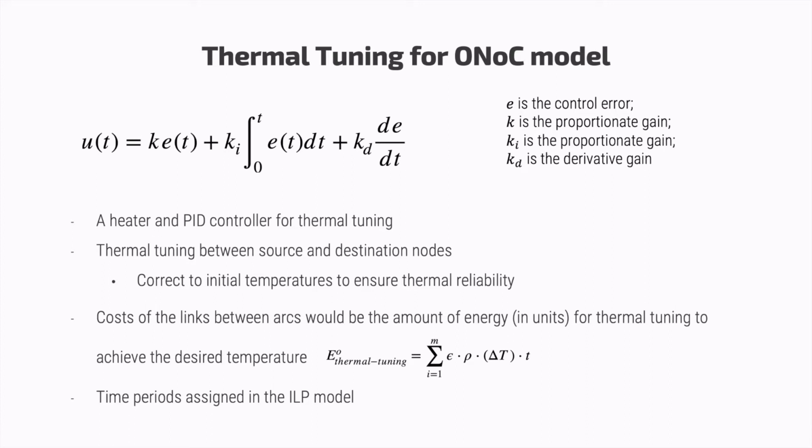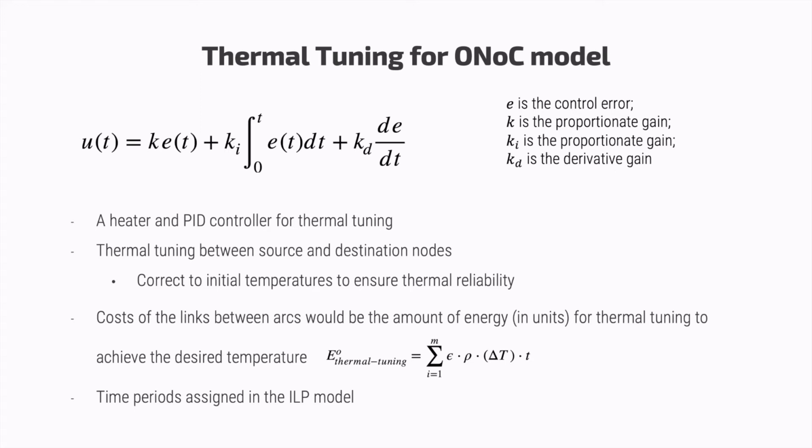The control signal for the PID controller is given by the equation on the slide. Using thermal tuning between the source and destination nodes, the temperatures of the nodes can be corrected to the initial temperatures to ensure thermal reliability. The cost of the links between arcs will be the amount of energy in units for thermal tuning to achieve the desired temperature. This is given by the equation on the slide.